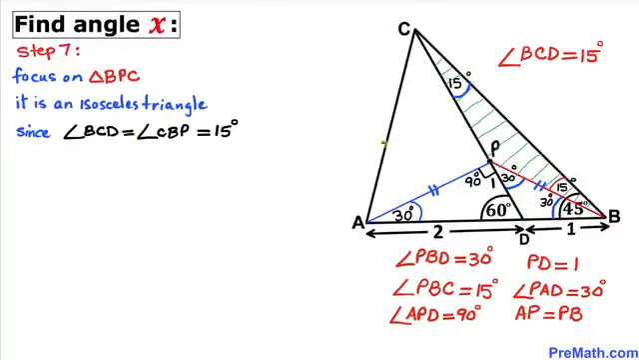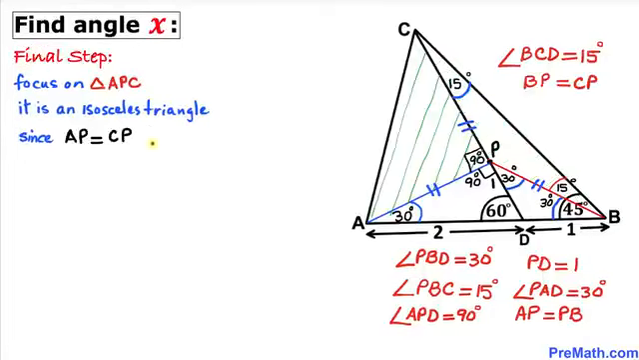And now let's focus on this triangle BPC. And we know that this is an isosceles triangle since this angle BCD and this angle CBP, both of them are 15 degrees each. So therefore, we conclude that these side lengths BP and CP are equal.